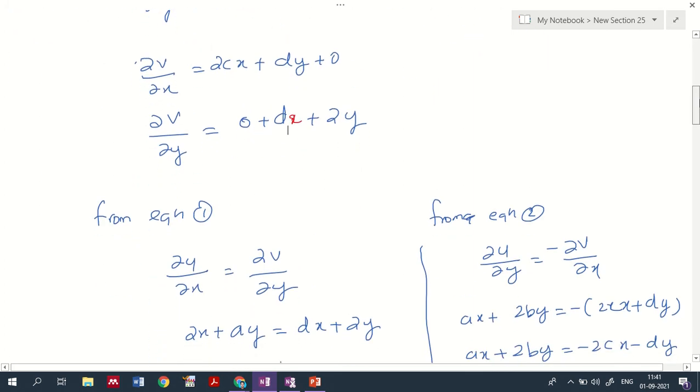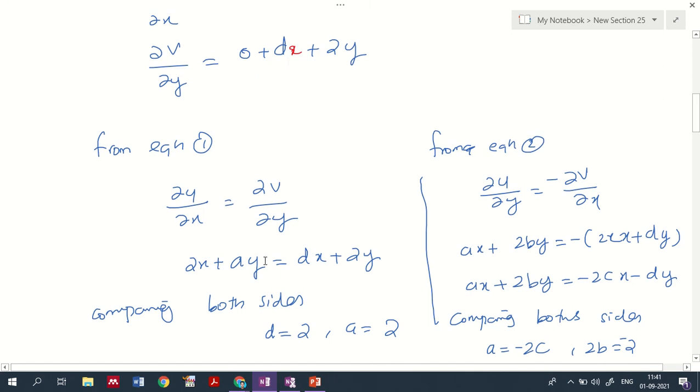Okay, so ∂v/∂y will be equal to 2x + ay equal to dx + 2y, right? So I'll be getting from equation 1, that is ∂u/∂x equal to ∂v/∂y. Now what I do here is let me just compare both sides. I can compare the coefficient of x on the right hand side and the left hand side, so that I get 2x equal to what? It is dx, so I will be getting d equal to 2.